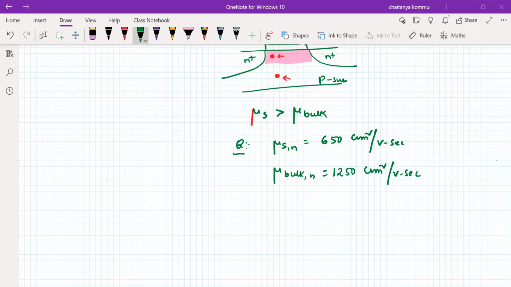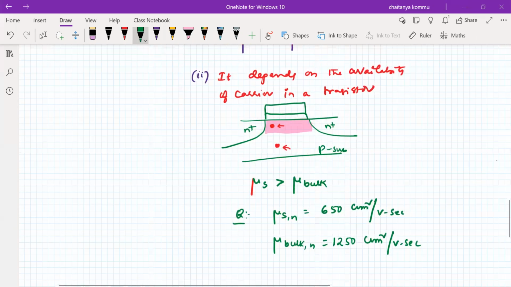Whether it is an electron or a hole doesn't matter, because everybody knows that the carrier mobility will be, extremely sorry, just a second.